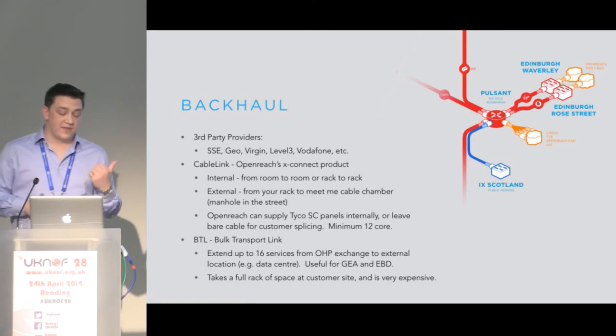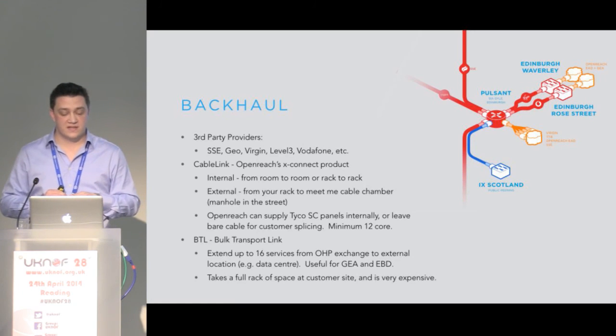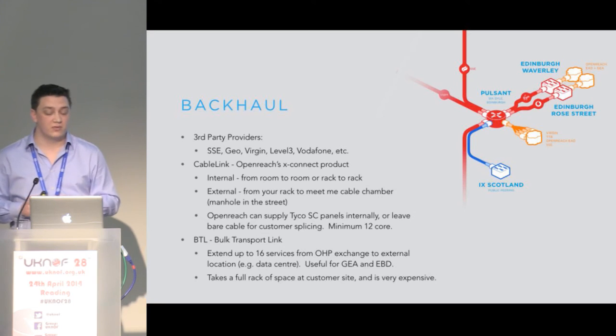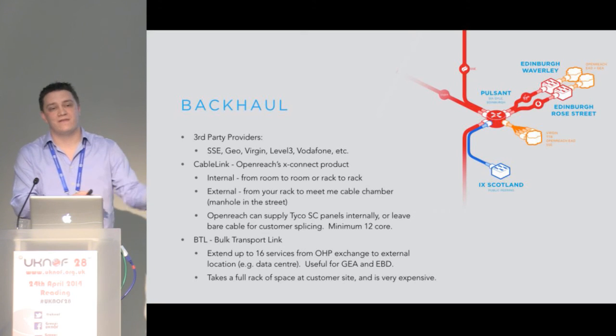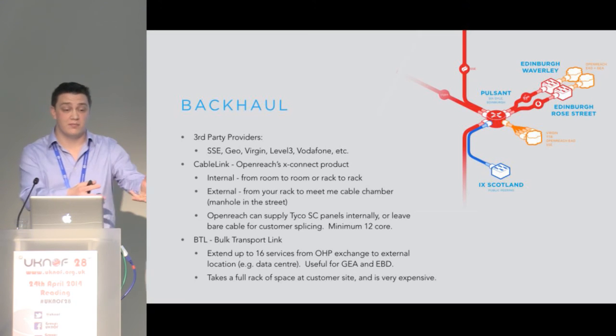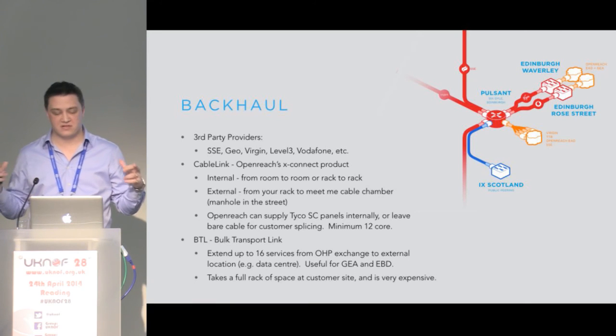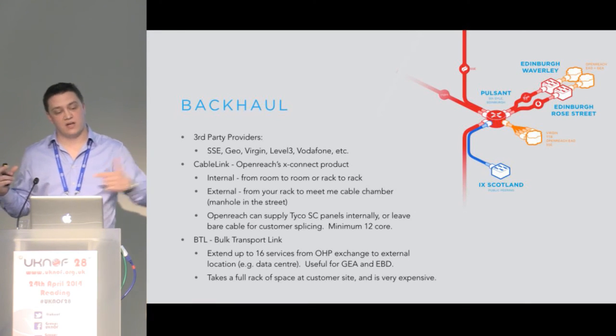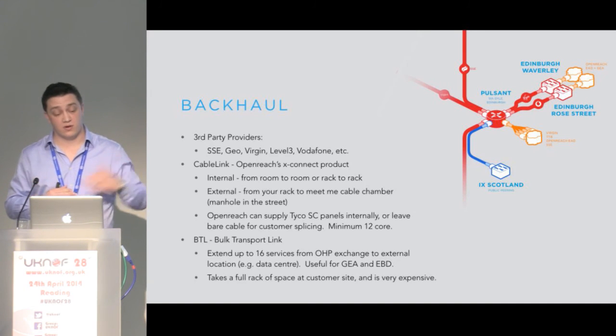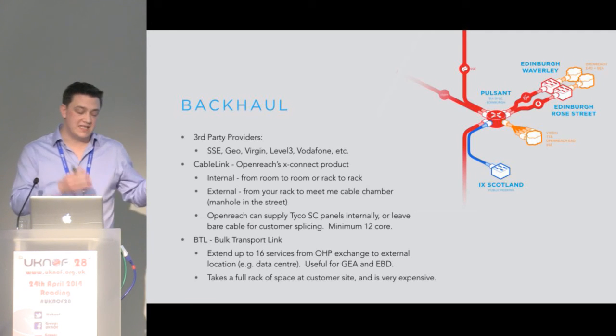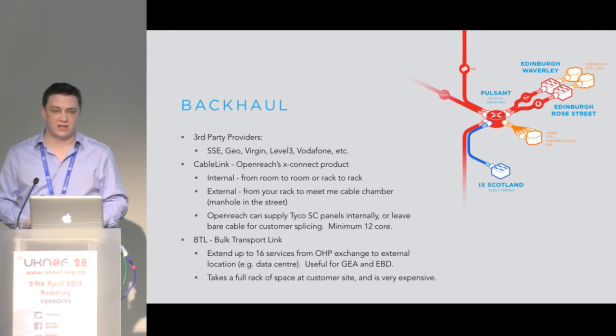The other big one that you can do, I don't know quite who uses it, there's a product called BTL, Bulk Transport Link, which is if you are within 25 kilometers, if you have, say, a data center location you want to backhaul all your stuff to, I think it's a passive optical solution that they put in, and you can get up to 16 services across from an OHP site into your data center or external. It could be your office or wherever you like. I don't quite understand it because BT require a full rack of space for it. I've read the SIN documents and it's kind of an obscene amount of space that's needed, and it's hugely expensive, so I'm not entirely sure who it's aimed at.